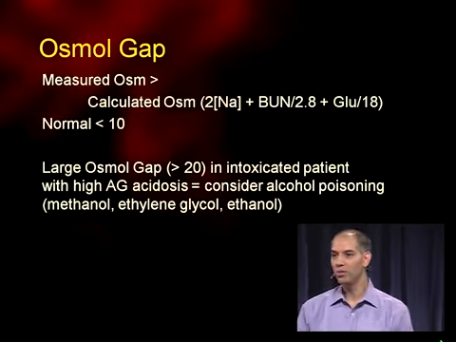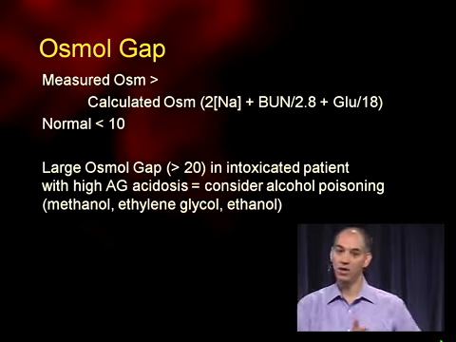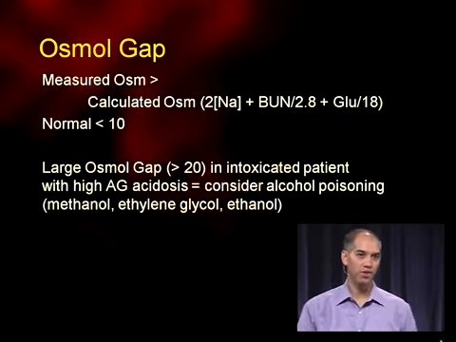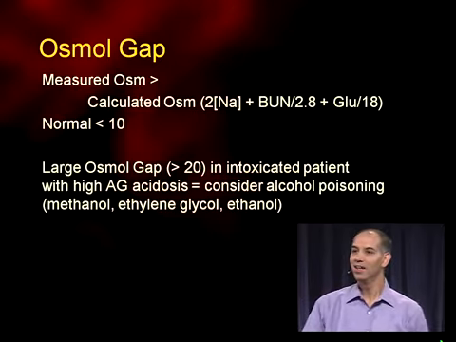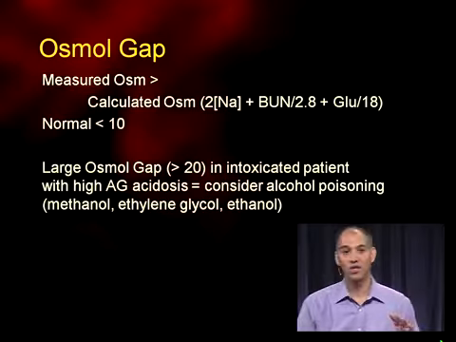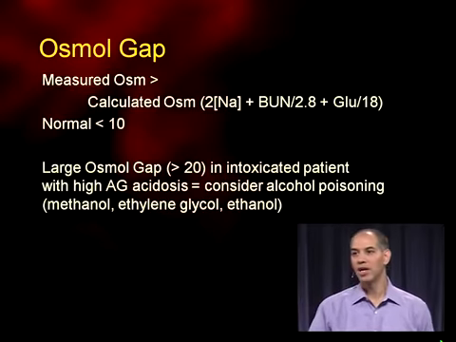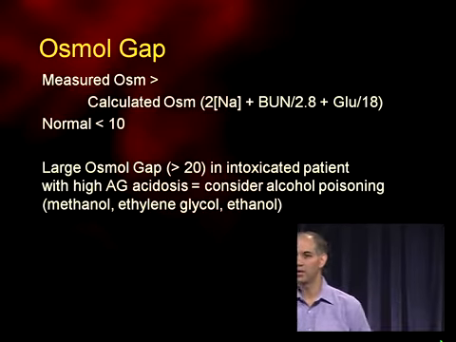And normally, what you measure in the serum and what you calculate should be about the same. It should be less than 10. If you have a high osmolar gap, again, there is no such thing as an osmolar gap. The osms are all there. The question is, they're just unmeasured osms. And so if there's a high osmolar gap, then there are a lot of unmeasured osmoles there.